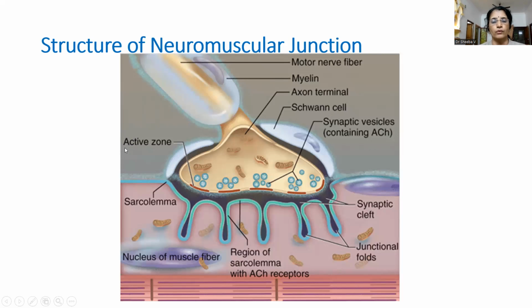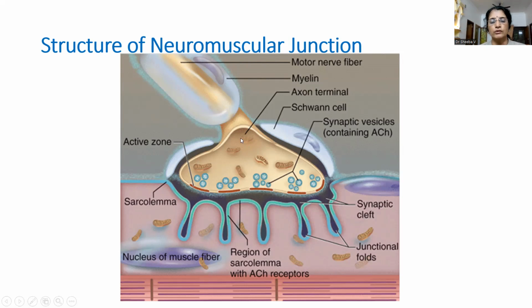Here, a myelinated motor neuron is innervating the muscle fiber. This is the muscle fiber and this is the motor neuron. The motor neuron part is known as the presynaptic terminal and the muscle part is known as the postsynaptic terminal. First, we can see the structure of the presynaptic terminal. This is the myelinated motor neuron, and the membrane of the motor neuron is known as the presynaptic membrane.